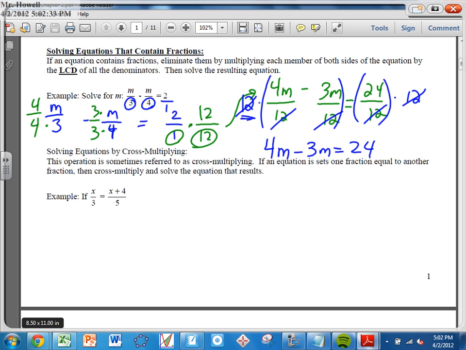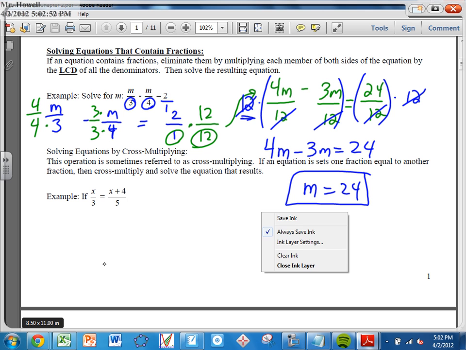So to summarize for this kind of a problem, you want to get a least common denominator, which is great, but then after that, just solve what's left in your numerators. 4m minus 3m is 1m equaling 24, which is our solution for that problem. Okay, let's take a look at the next one.